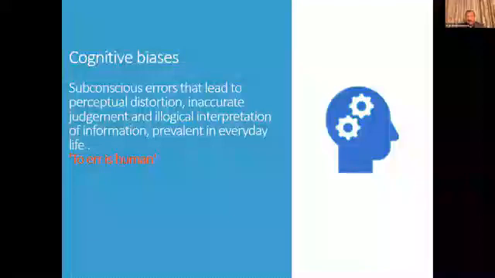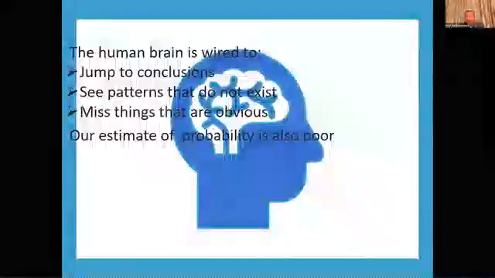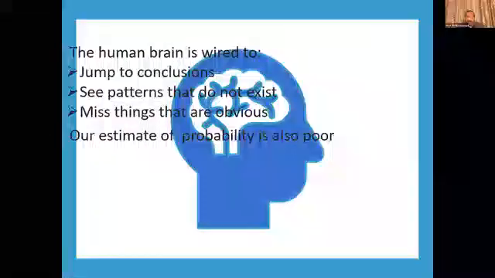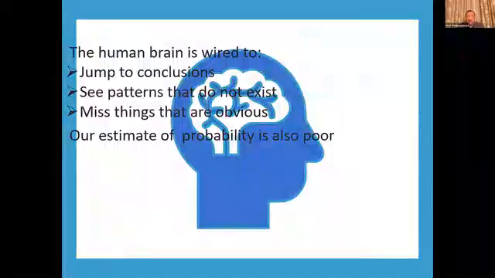Cognitive biases are subconscious errors that lead to perceptual distortions, inaccurate judgment, and illogical interpretation of information. And it occurs for all of us, and it is an everyday problem. And this is part of our nature. Human beings always make errors. Why do these cognitive errors occur? These errors occur because our brain is wired to jump to conclusions.